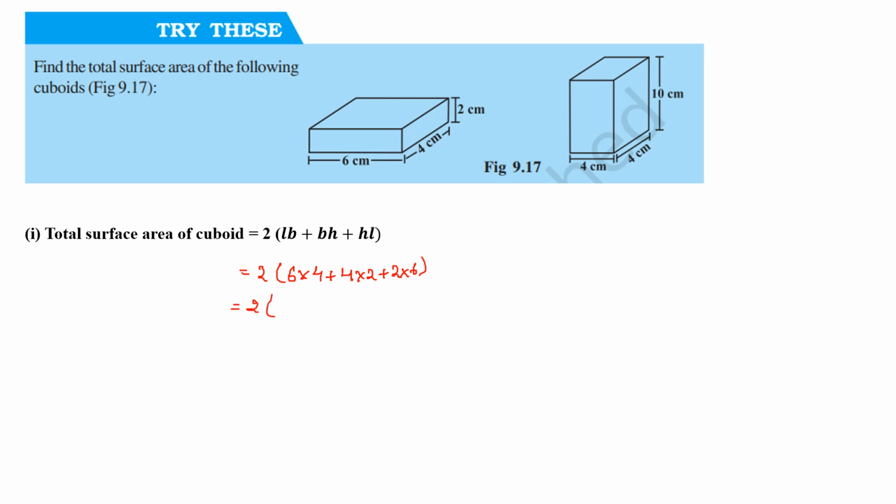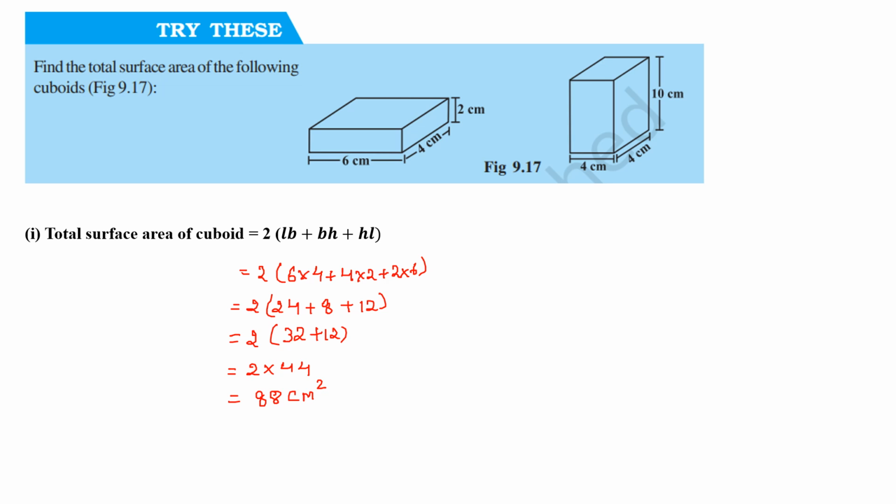So it will be 2 times 6 into 4 is 24 plus 8 plus 12. And if you add it, it will give you 2 times 24 plus 8 is 32 plus 12. And it will further give you 2 times 44. So from here you can see the total surface area is 88 centimeter square. So this is the total surface area of the first cuboid.